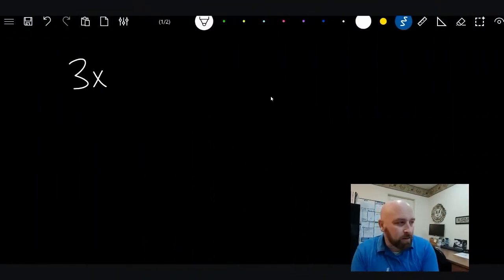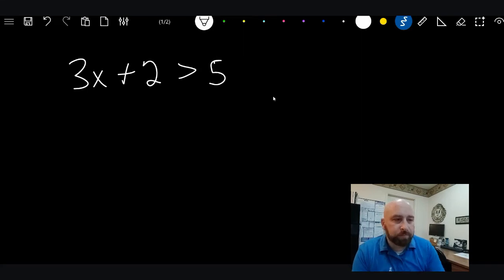If you're wondering where we are in your book, we are on page number 71. So let's do this example: 3x plus 2 is greater than 5.